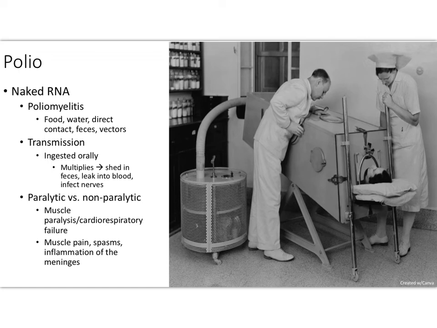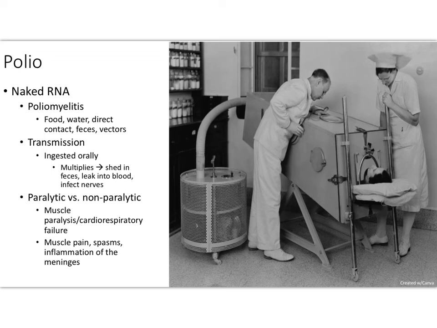The way polio works is that it is ingested orally in some way or another. It starts to multiply in the GI tract. It is shed into the feces, and then it starts to move from fecal matter into the blood of the individual. So basically it leaks out of the GI tract, gets into the bloodstream, starts to travel through the bloodstream, and begins to infect nervous tissue.